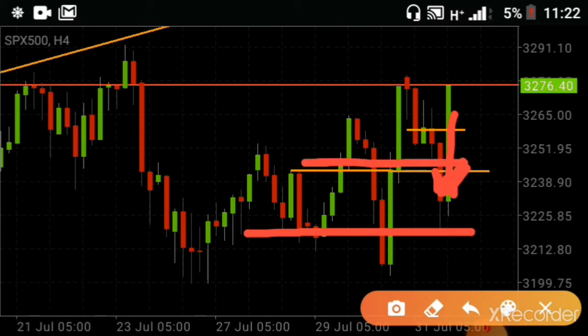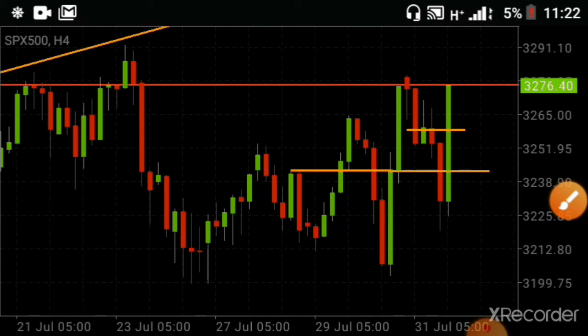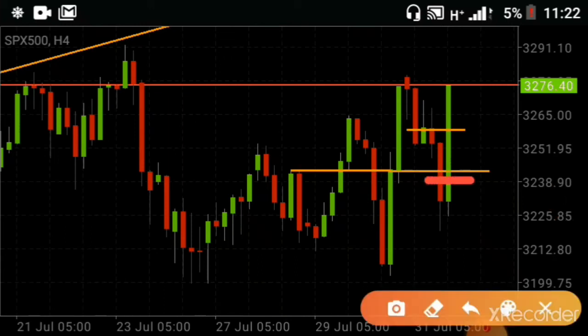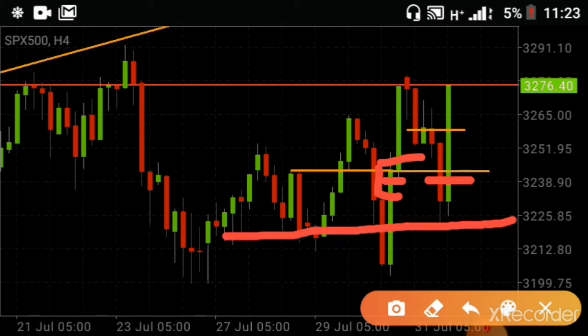As it broke here, we entered the SPX 500 trade at this point, our entry. Okay, let me make it clearer. If our entry was here, then we could have set our take profit at the next possible support zone, which is somewhere here. That is about 3225.85. So as you guys can see, we could have locked in some profits.